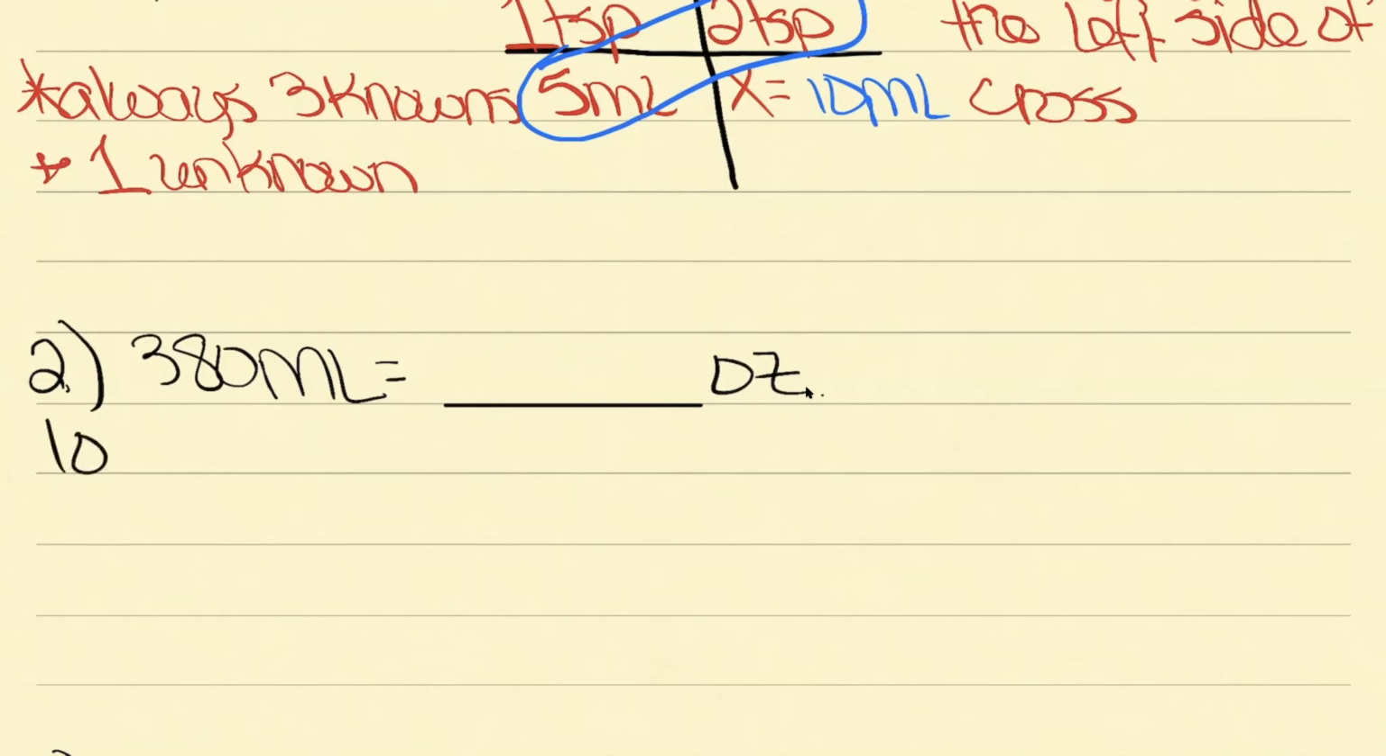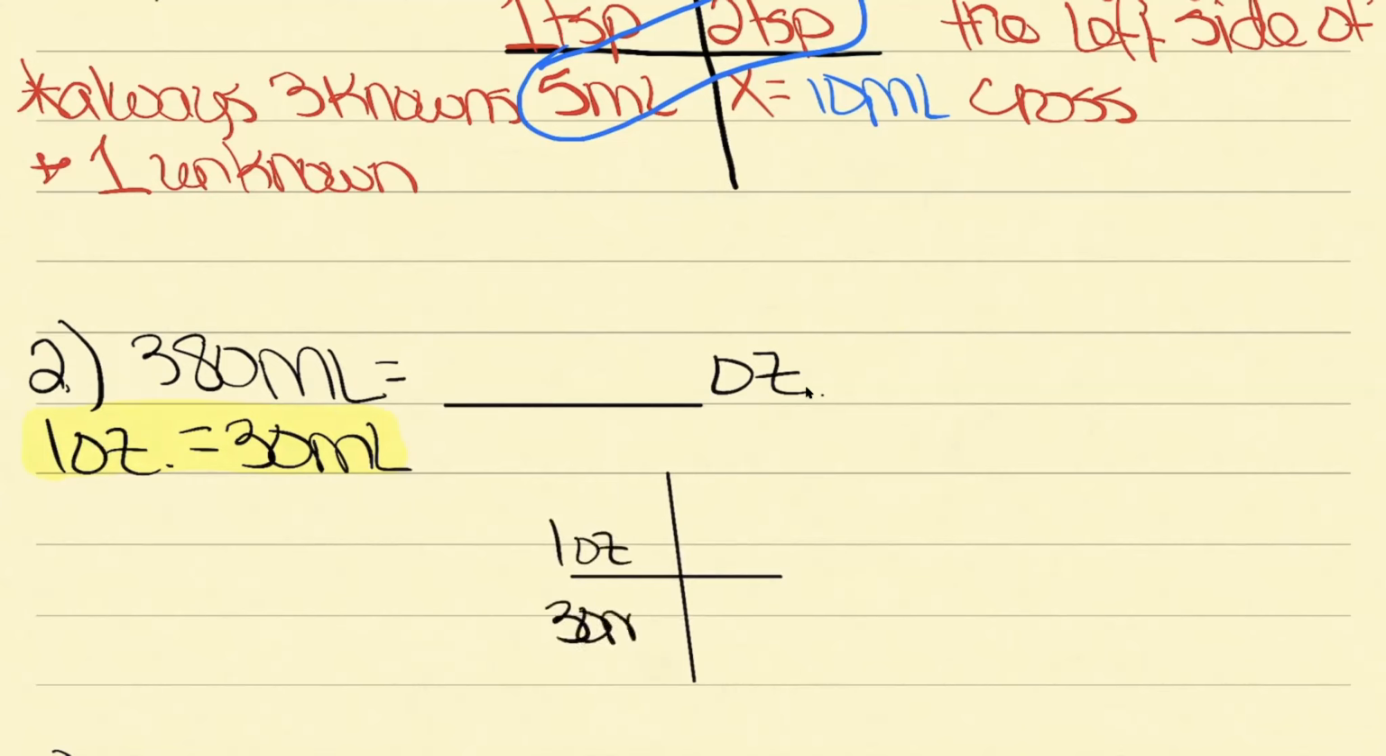It's 1 ounce equals 30 milliliters. So now we have to figure out, okay, if 1 ounce equals 30 milliliters, then how many ounces is 380 milliliters? So we do the cross again. This is our conversion pair. 1 ounce equals 30 milliliters. So I'm going to do my cross. And 1 ounce, 30 milliliters.